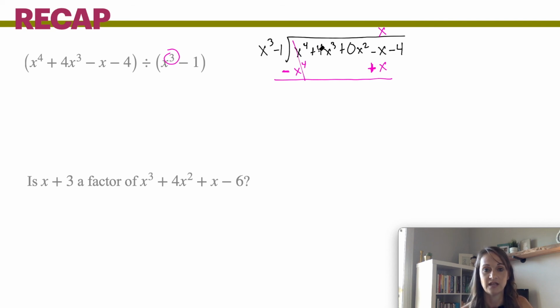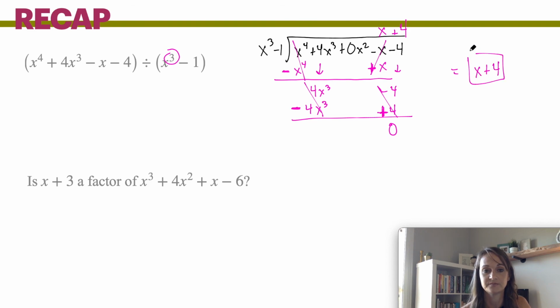They cancel. I'm going to bring down my 4x cubed. I'm not going to bring down a 0. Negative x and x also cancel, and I'm going to bring down my minus 4. Now, x cubed goes into 4x cubed 4 times. 4 times negative 1 is a negative 4. 4 times x cubed is a 4x cubed. Now, I need to change the signs because I'm subtracting. So that's going to become a negative. That's going to turn to a positive. And those cancel, leaving me a remainder of 0, which means my answer is going to be x plus 4.